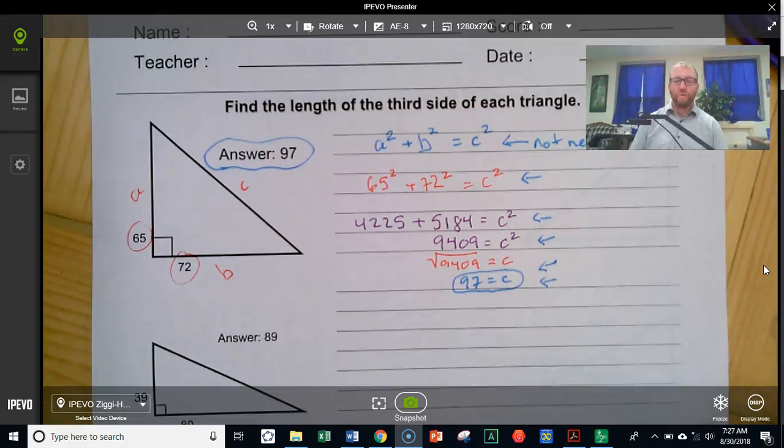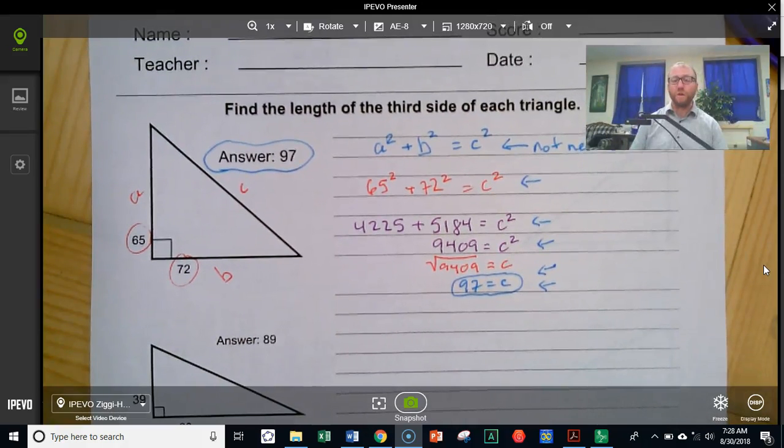All right? Fill this worksheet out, turn it in, it's worth some points for sure. And you'll be ready to move on to the next task.